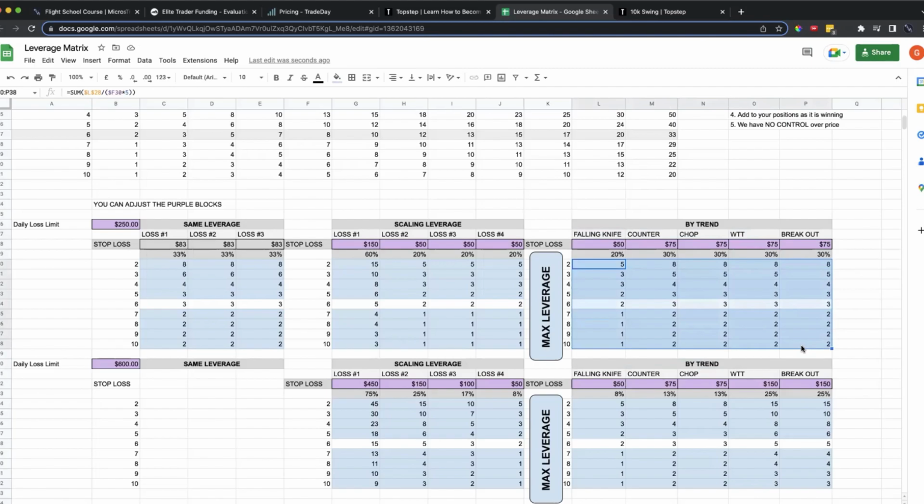Your greatest discipline. If you could boil it down to one thing, I would say the leverage metrics is the one thing. If you can stay within this one thing, know that as your account grows, so will these numbers here.